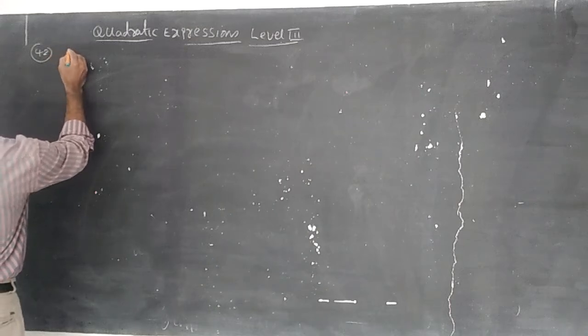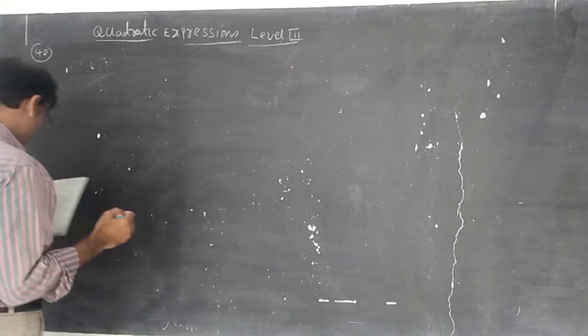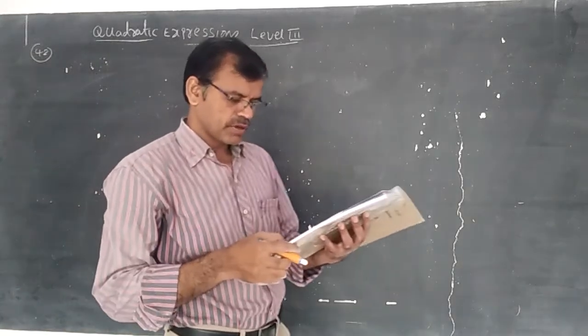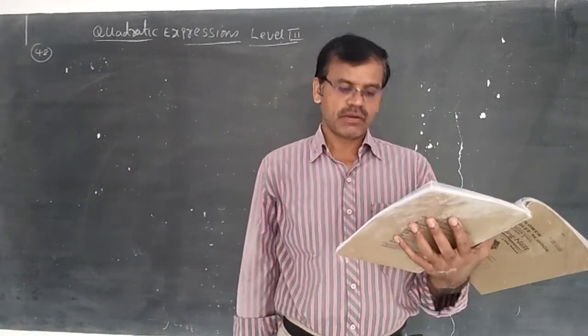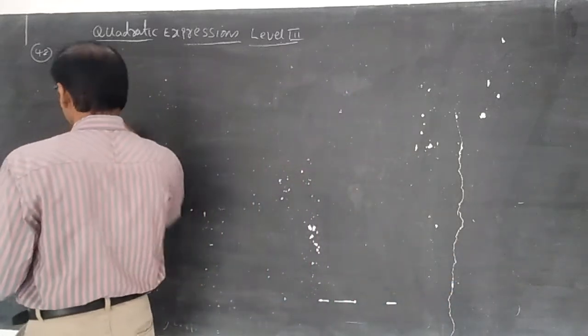Second: let alpha and beta be the roots of the equation px square plus kx plus r equal to 0, p not equal to 0. If p, q, r are in AP and 1 by alpha plus 1 by beta is equal to 4, then find the value of modulus of alpha minus beta.